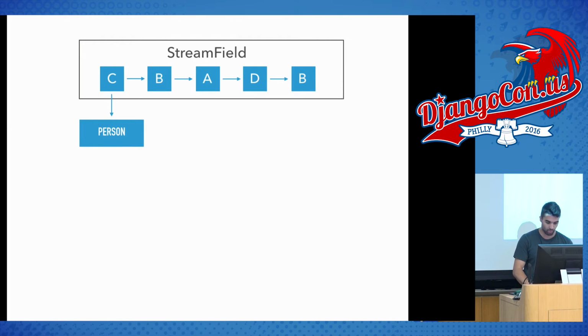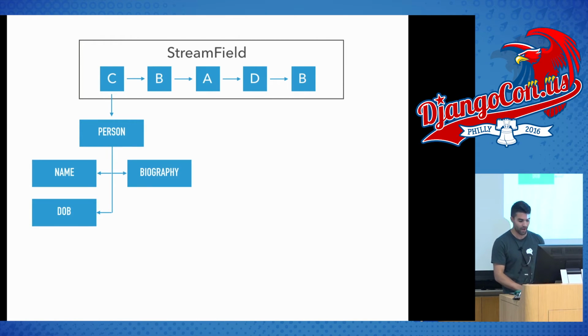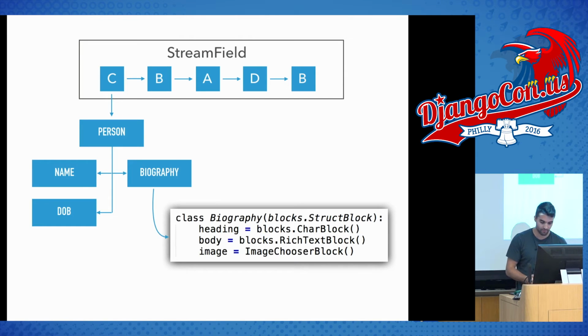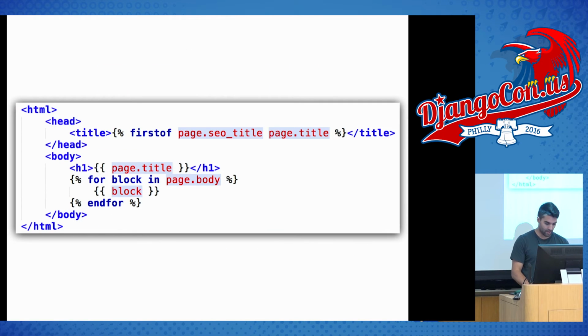So let's just say C is a person block that has a name, a date of birth, and a biography. Biography could just be something like a rich text block, but instead maybe we want to do something else too. We want to put in a heading, and then the body is the rich text block, and then we add an image for that person's headshot or something like that. And really, this is just a really simplified page.